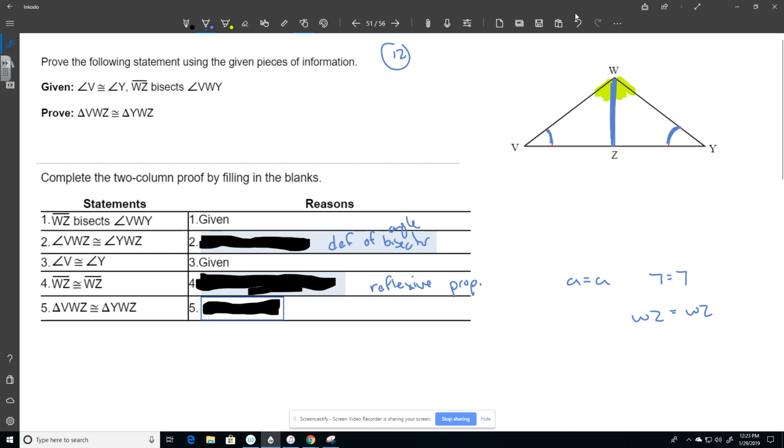So the last one, how do we know that these triangles are congruent? We either need side, side, side, side, angle, side, angle, side, angle, or angle, angle, side. Well, I have an angle right here, I have an angle right here, and then I have a side. So I'm going to choose angle, angle, side because they go in that order.